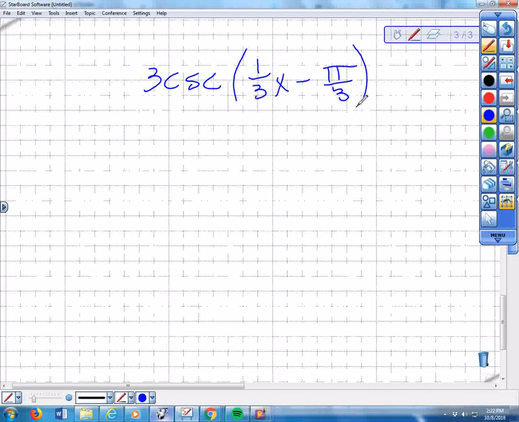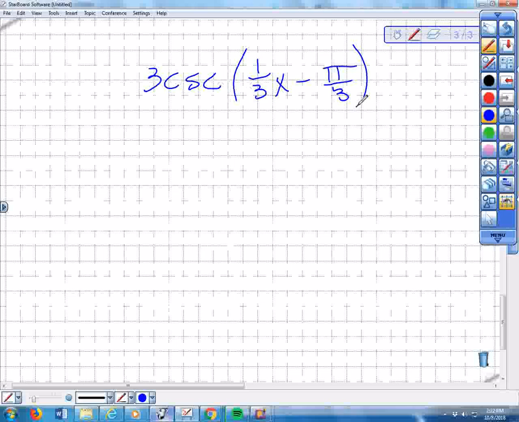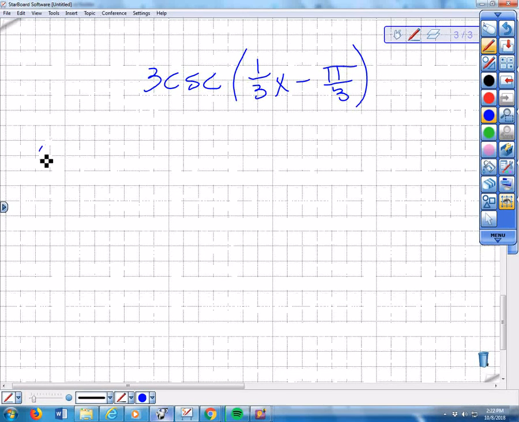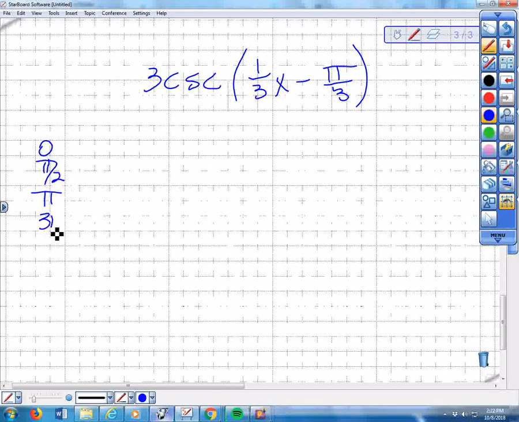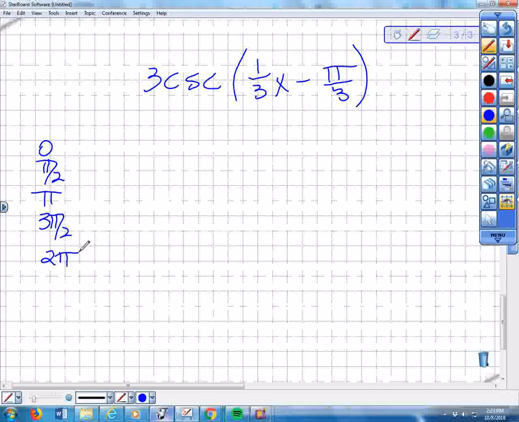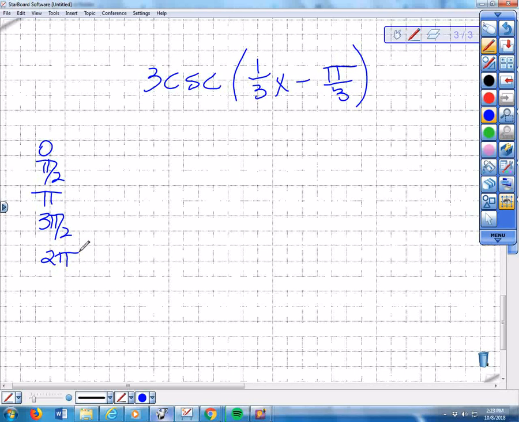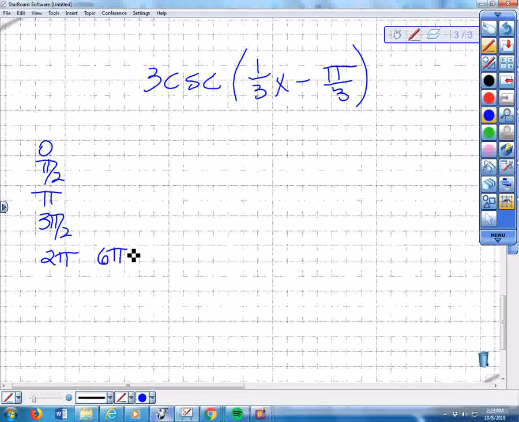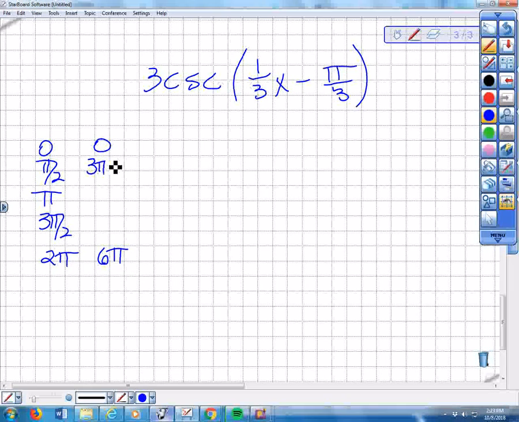A lot of 3's in this one. So I'm going to graph sine. Let's just figure out the x values for sine. What's the period? Divide that by 4. This one is 3 pi over 2, right?